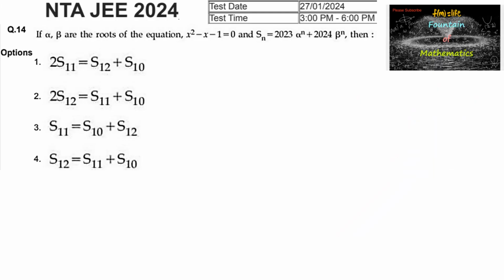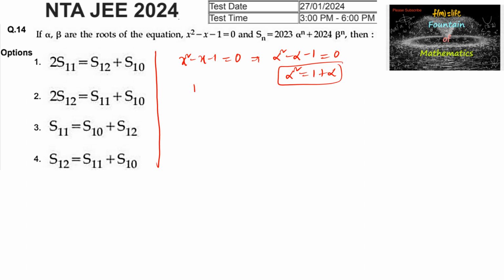If alpha, beta are the roots of the equation x square minus x minus 1 is equal to 0, which implies we can write alpha square minus alpha minus 1 is equal to 0. That is, alpha square is equal to 1 plus alpha, and also beta square minus beta minus 1 is equal to 0. We can say beta square is equal to 1 plus beta.